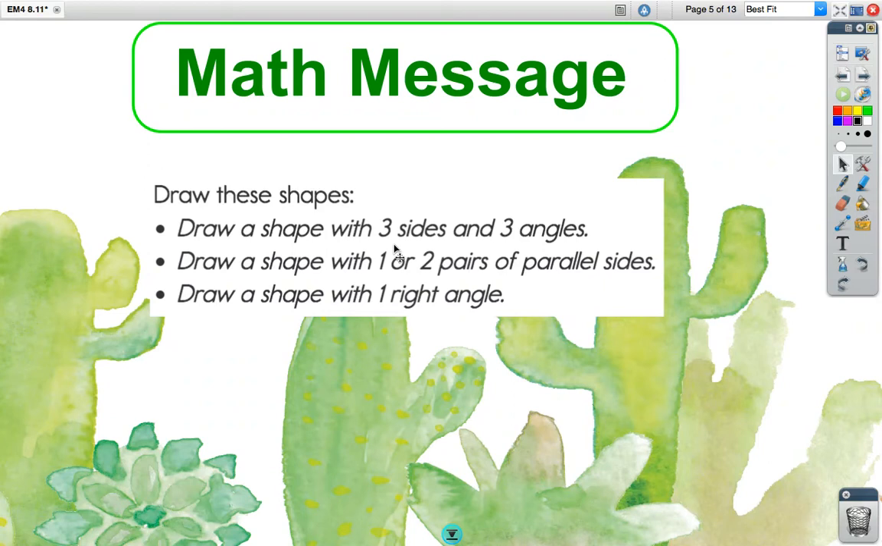Draw a shape with 3 sides and 3 angles. Then, draw a shape with 1 or 2 pairs of parallel sides. And finally, draw a shape with 1 right angle. You can do this using a blank sheet of paper and a pencil. Please pause the video if you need extra time.